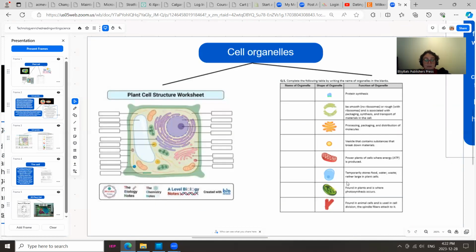Cell organelles. This is the detailed description, and this is the following table to be filled out at the end of today's class. The shape is visible and it's already being colored for you to see the difference. The function of the organelle is given, and then it's the student's job just to fill in the name and know where it exists among the plant cells.